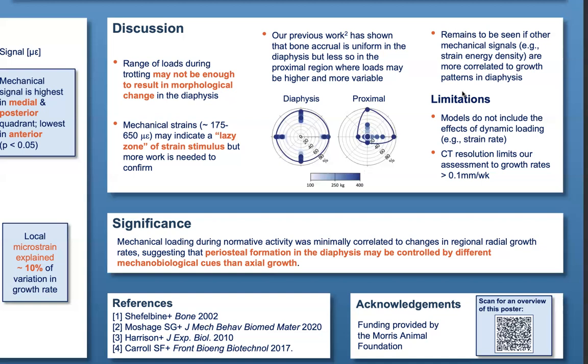Taking it as a whole, we found that mechanical loading during normative gait was minimally correlated with changes in regional radial growth rates. This is significant because our findings suggest that periosteal formation in the diaphysis may be controlled by different mechanobiological cues than axial growth.